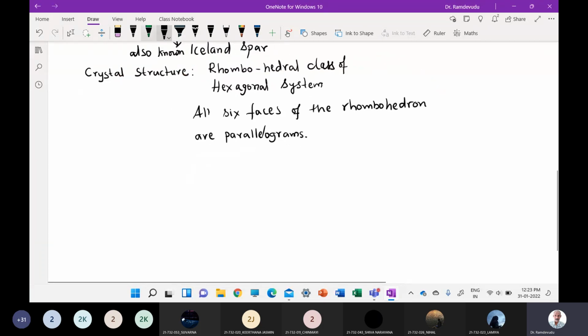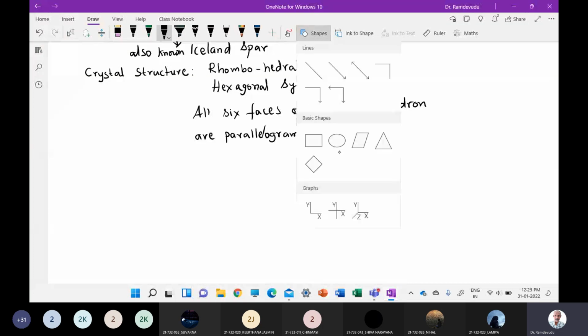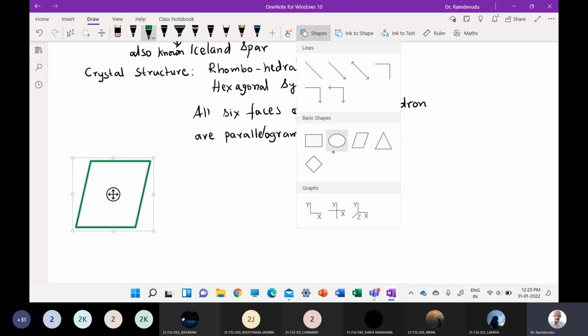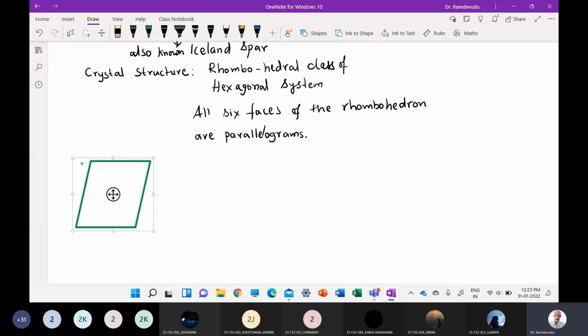To draw the structure, I take a parallelogram. I just draw a parallelogram here. This is the parallelogram I have taken. One minute. I'll take a parallelogram. This is the parallelogram I am drawing. And then to make this a rhombohedron, I just take it and draw it.